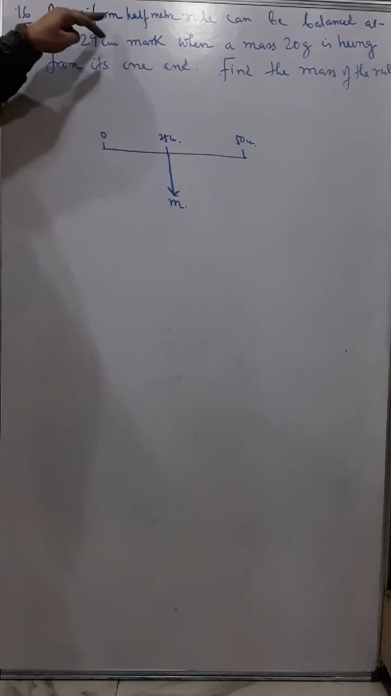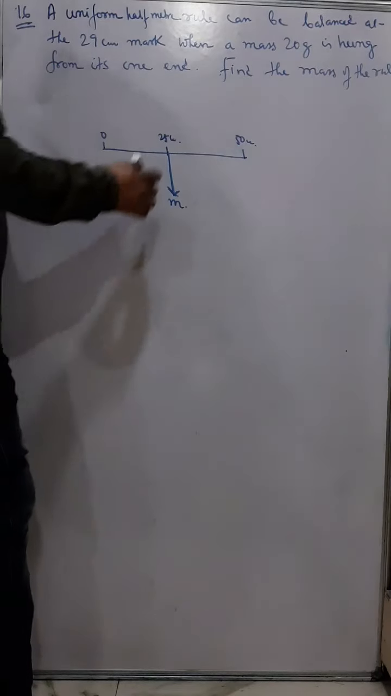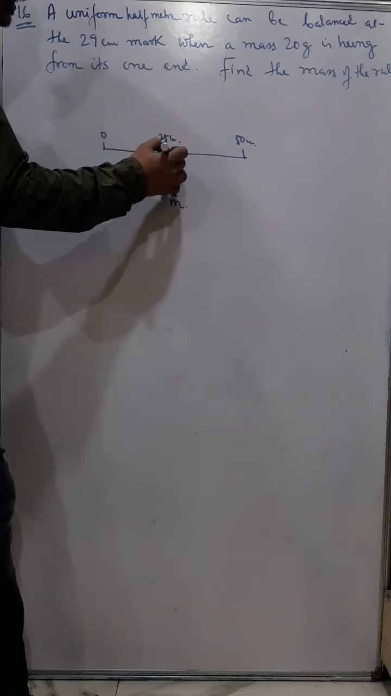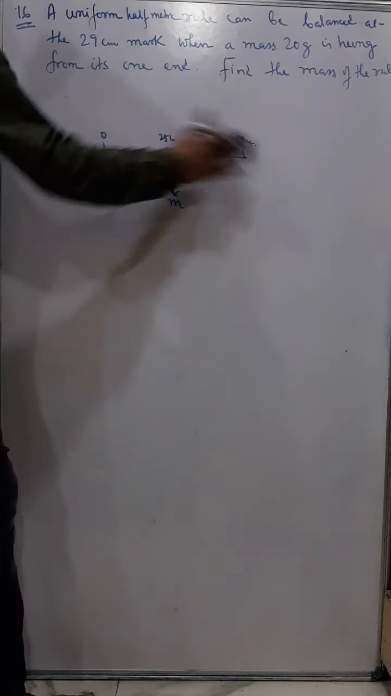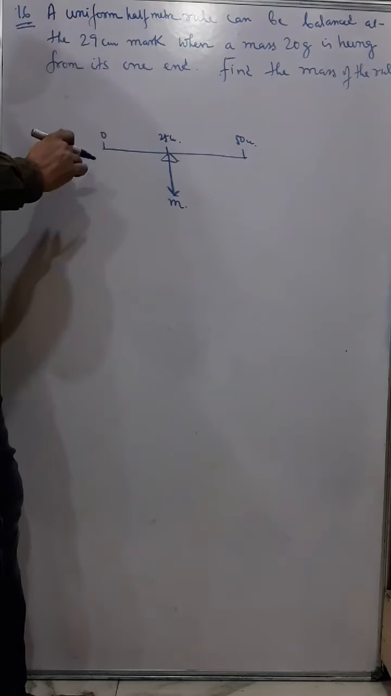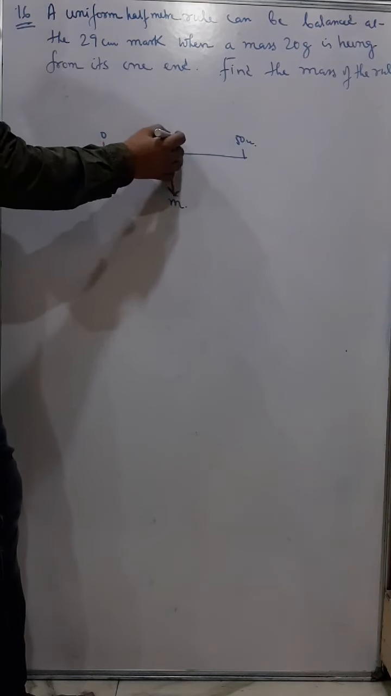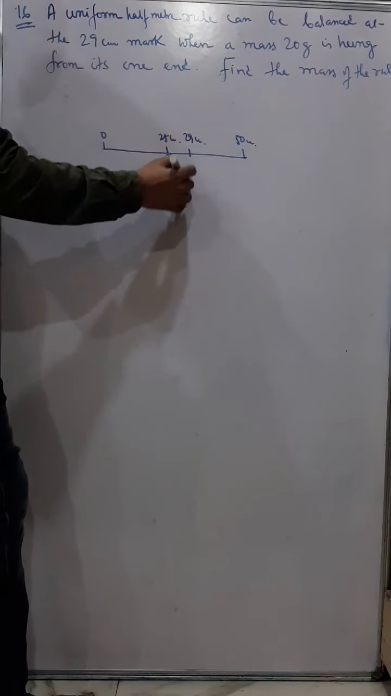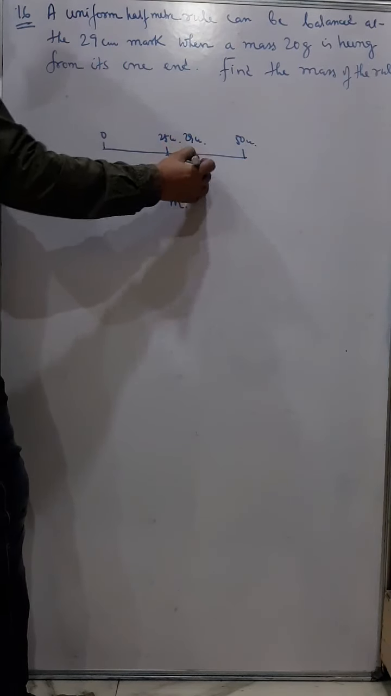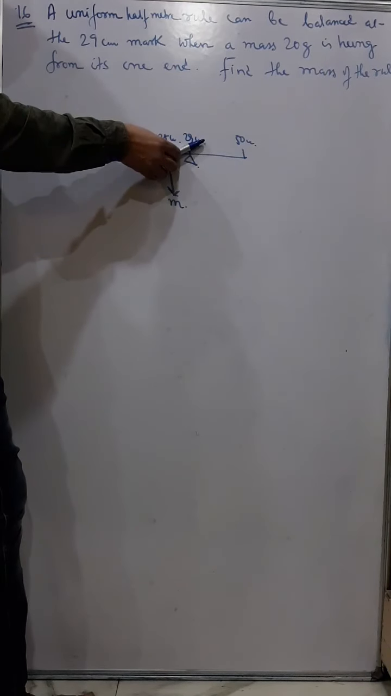And what they told is, a uniform meter rule can be balanced at 29. So generally it should balance at 25. Without keeping any weight on either side, it will balance. But what they told now is that it is balancing at the 29 centimeter mark. So 29 is, say, more or less here. In the normal case you can understand it can't balance, it will fall.